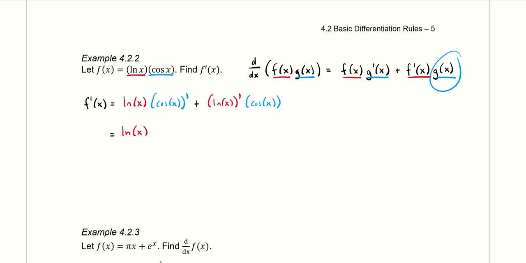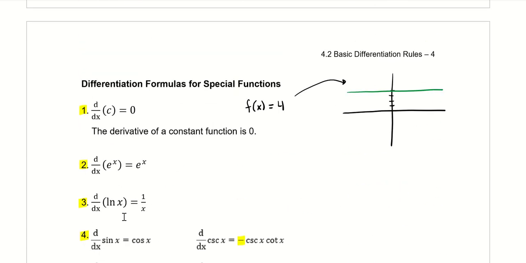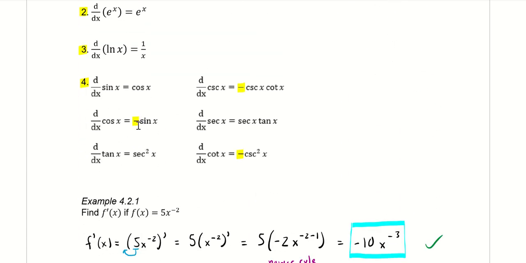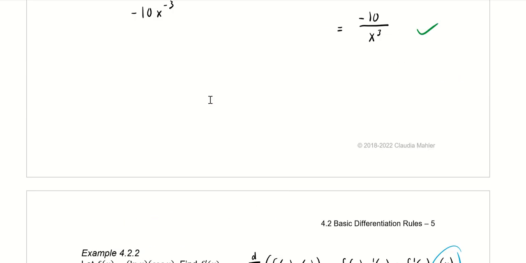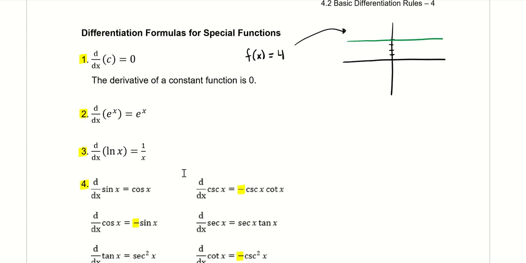Natural log of x, I'm not taking the derivative of that, so I'm just going to rewrite it here. The derivative of cosine of x is negative sine of x, so don't forget that negative. So this is going to be times negative sine of x, and then plus the derivative of the natural log function, natural log of x. The derivative of that is 1 over x.